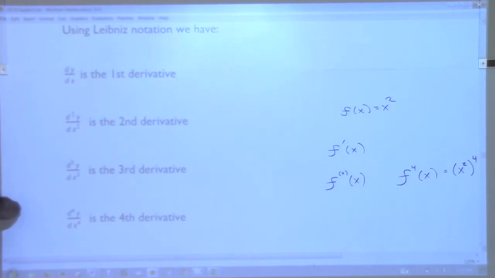That's not a typo. d squared y over dx squared. d cubed y over dx cubed. d to the 4th y over dx to the 4th. Why the offset numbers like that? Is that just to make your life hell or what?